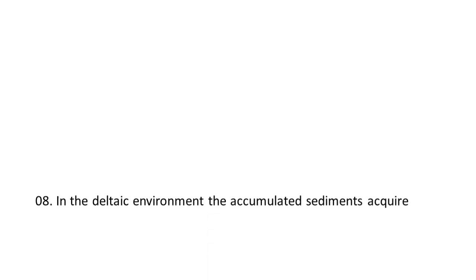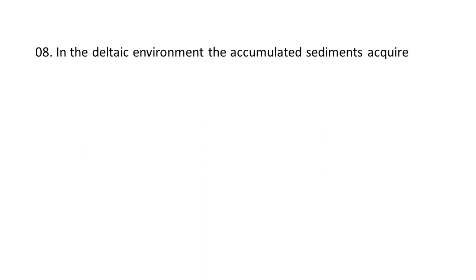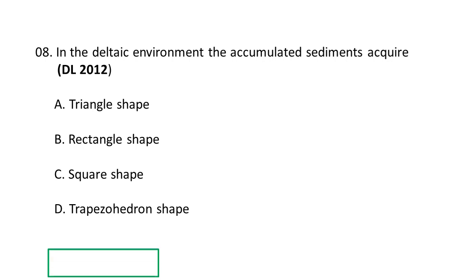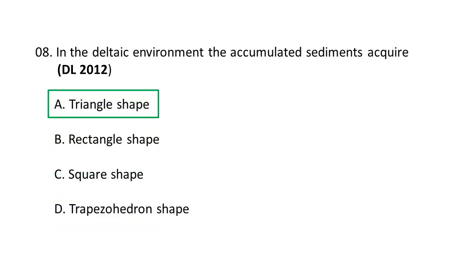Next question. In the deltaic environment, the accumulated sediments acquire A. Triangle shape, B. Rectangle shape, C. Square shape and D. Trapezohedron shape. In the deltaic environment, the accumulated sediments acquire a triangle shape. A river delta is a triangular landform created by the deposition of sediments that are carried by the waters of a river. So A. Triangle shape is the correct answer.